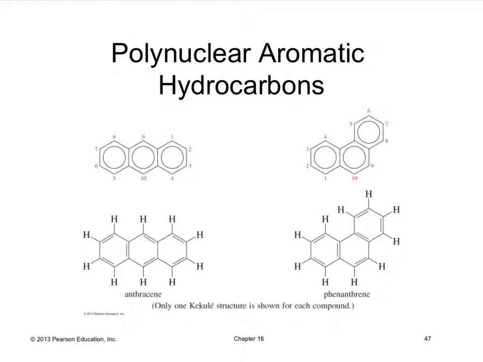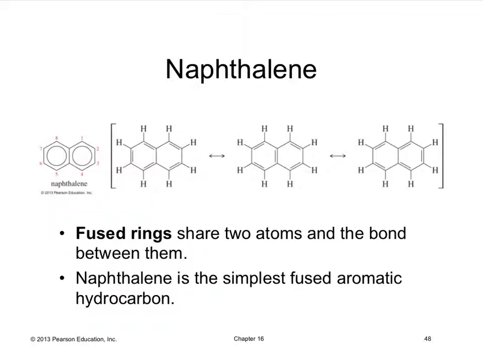Polynuclear aromatic hydrocarbons, here are examples of them. They're essentially fused benzene rings in different fusion states. So this is anthracene, this is phenanthrene, and you can show it as such, or because they are aromatic, you can show them in these forms as well. In terms of naphthalene, it is the 2 fused ring system, the simplest fused aromatic hydrocarbon, and it's shown here. And here are the different resonance forms that you can make.